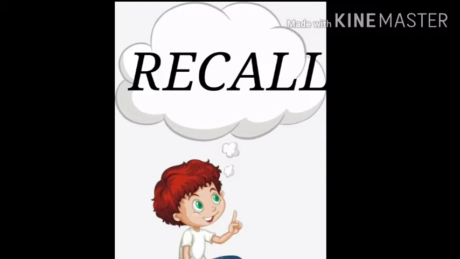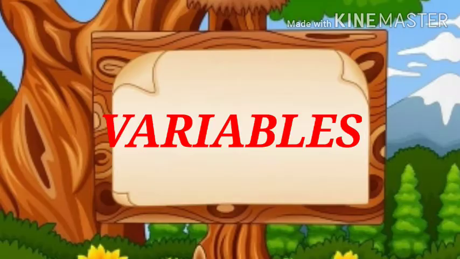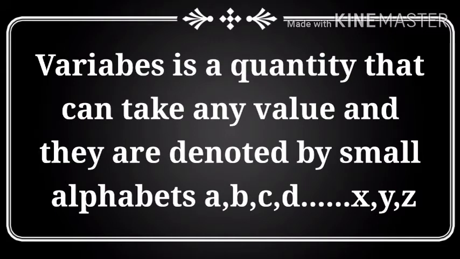Now let's recall what is meant by variable. A variable is a quantity that can take any value and they are denoted by small alphabets a, b, c, d up to x, y, z.